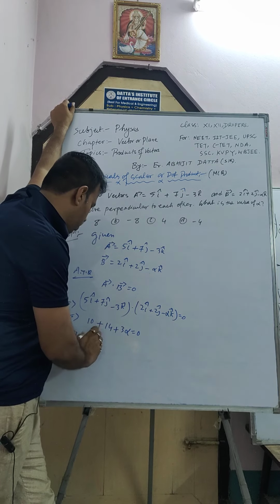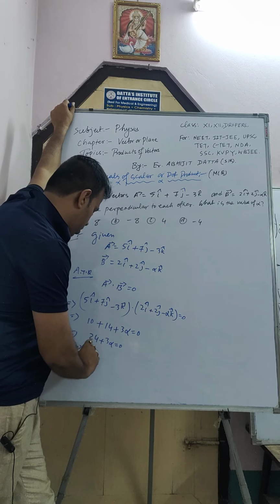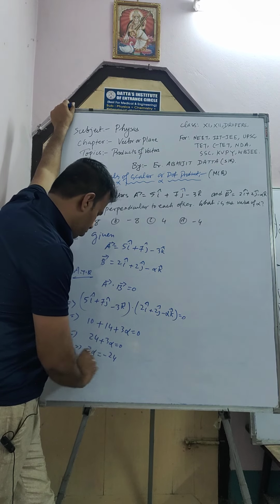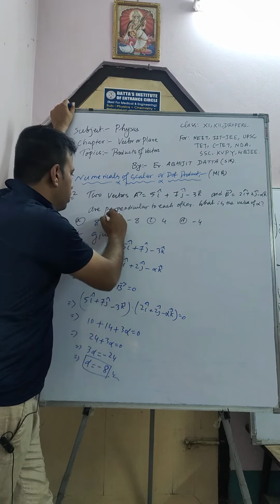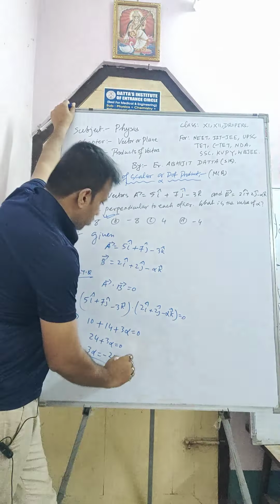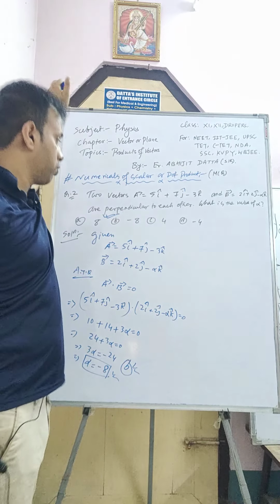Now it will become 24 plus 3 alpha equal to 0, and 3 alpha equal to minus 24. That is alpha equal to minus 8. So minus 8 will be the correct answer. Okay, so which option is correct here, sir? Option B is correct, right? Option B is correct. You have to remember this one.